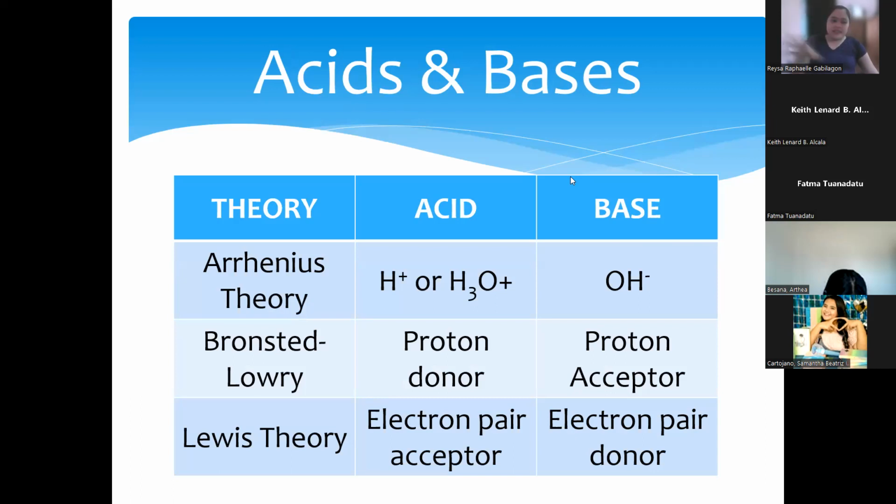Now, class, I have mentioned a while ago that acids and bases are also considered electrolytes. So meron tayong 3 theories for our acids and bases. Itong theories na ito will help us determine whether a substance is an acid or a base. Okay? So the first one is the Arrhenius theory. This is the water-ion theory of acids and bases.